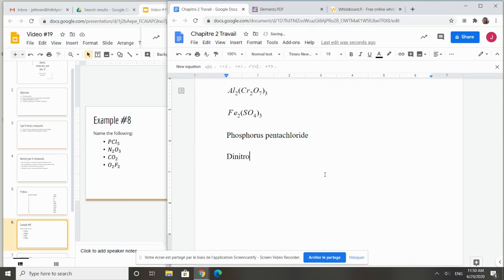I have dinitrogen trioxide, carbon dioxide. I'm sure you've heard of that. And we don't simplify these either. So dioxygen difluoride.